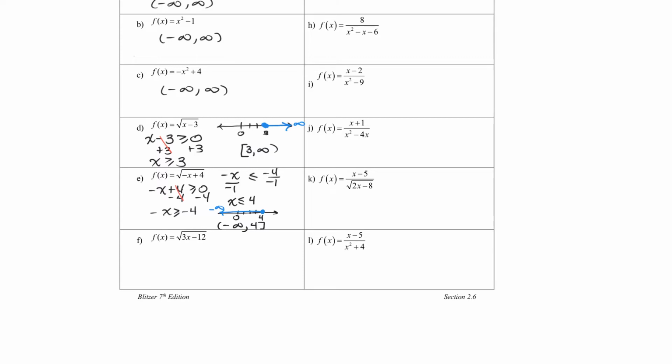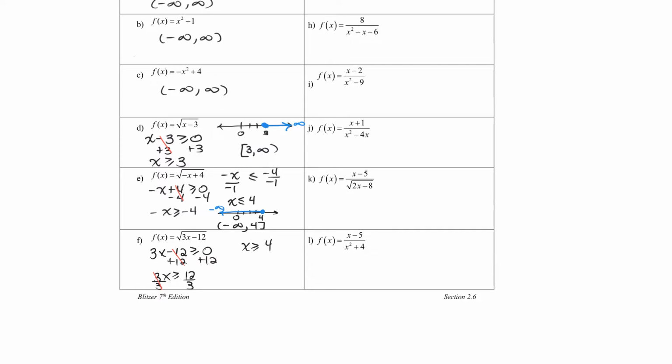Now, the next one, the square root of 3x minus 12, I need for that expression under the radical sign to be greater than or equal to 0. So I can go ahead and add 12 to both sides. 3x is greater than or equal to 12. Divide both sides by 3. X is greater than or equal to 4.